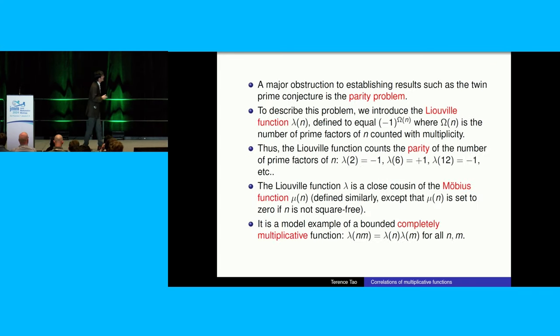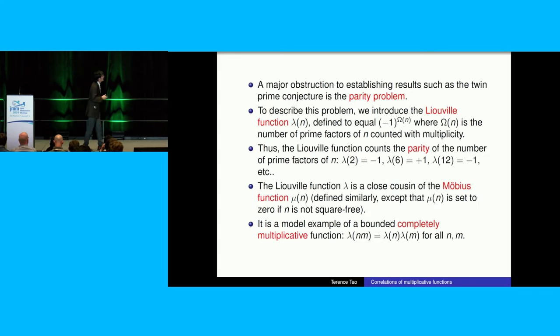There are what are called bilinear methods. This parity barrier blocks you from any technique that's based on linear sums, where you're summing over n of lambda of n times something. If you can control bilinear sums, where you have two variables, n and m, and you're summing lambda of some polynomial of n and m times some weight, once you have two variables, your weights might be able to distinguish red and green of the pair. And so in the few cases where we can prove some bilinear estimates, you can actually beat the parity barrier.